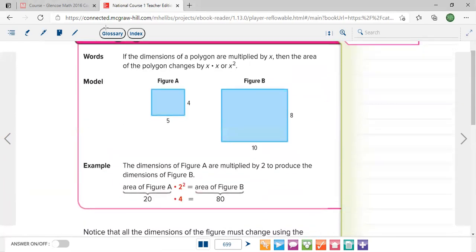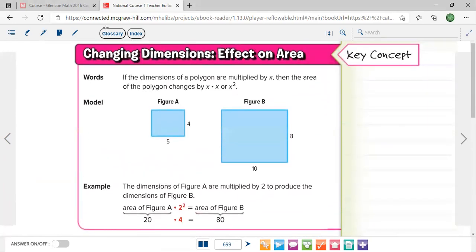Now, what will happen to the area? What effect will happen to the area? Let's see. I have a side that is 4 multiplied by 2 gives you 8. I have another side here, 5 multiplied by 2 to give you 10.